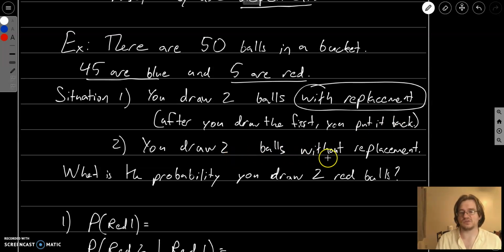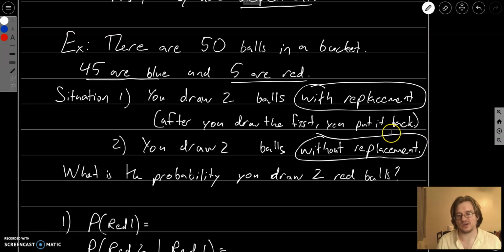Or after we draw the ball out, we hold it in our hand and we reach in with our other hand to draw the second one out. This would be without replacement. We're not putting the ball back into the pool to draw it out again. And these are just a good example of independent and dependent events.